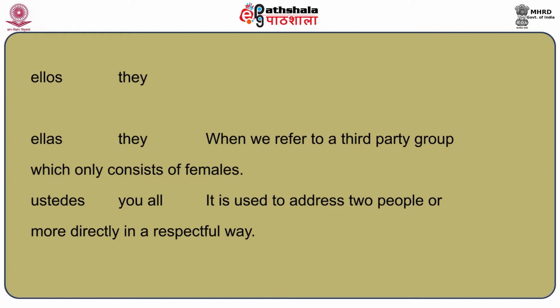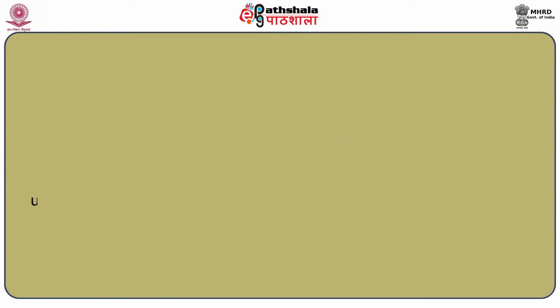Ustedes is the formal way of saying you all. So vosotros, vosotras was the informal way of saying you all, but ustedes is the formal way of saying you all. It is used to address two people or more directly in a respectful way. It follows the same conjugation as the third person, but it is used to refer to a group directly and respectfully. Like in Hindi we say hablo.